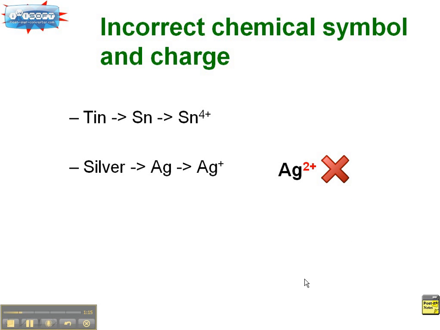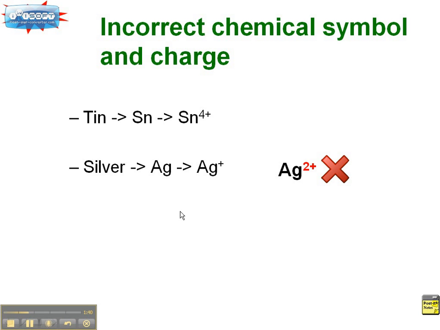Incorrect chemical symbol and charge. I think a lot of you are quite used to tin. The chemical symbol is Ti. Ti is actually not the chemical symbol for tin, it is for titanium. So for tin, it is Sn. Sn basically stands for stannum, which is the Latin name for tin.